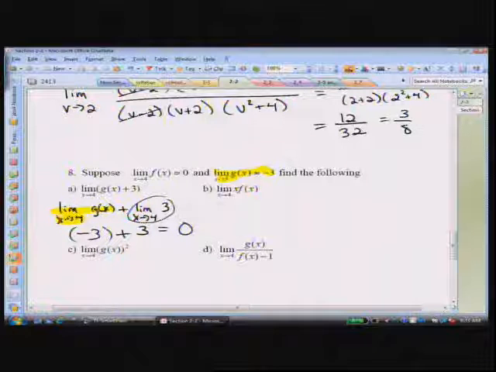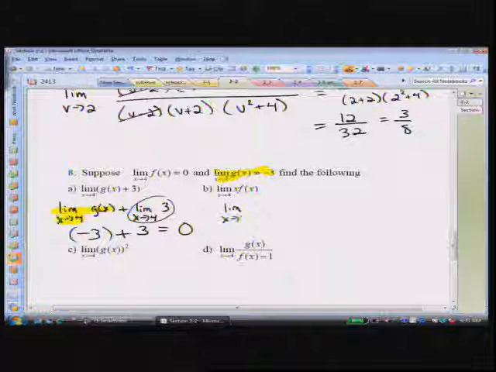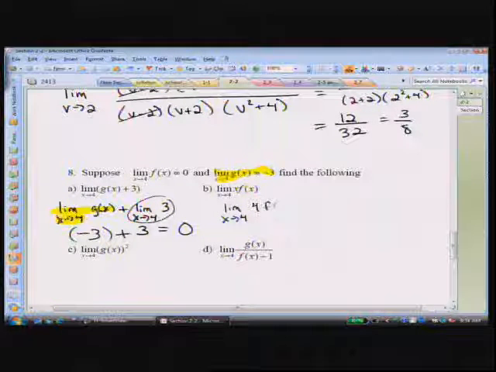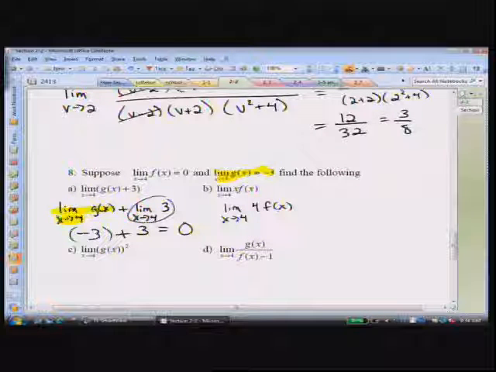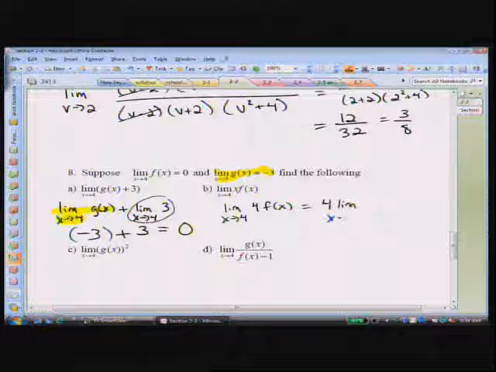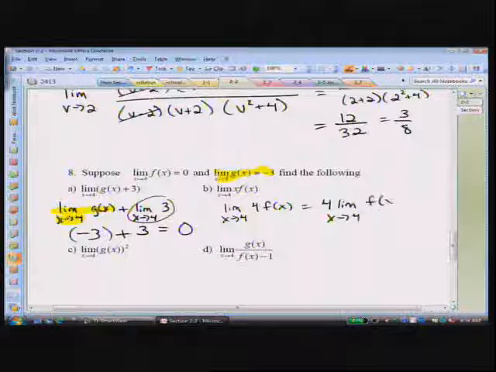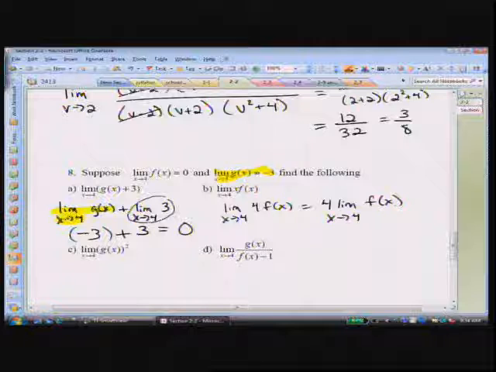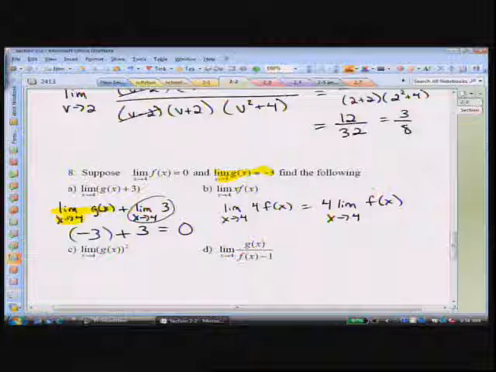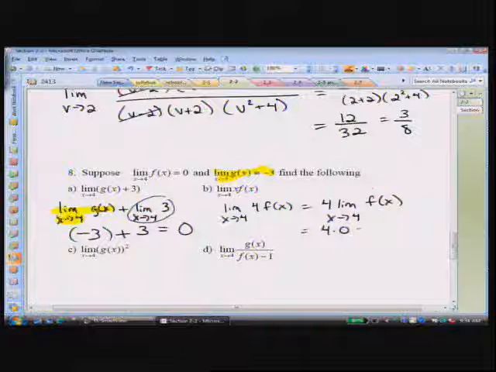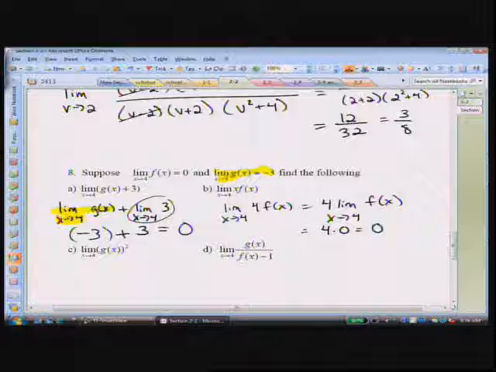Okay, so let's try b now. What you can do here is just plug in. You can think of this as the limit as x approaches 4 of 4 times f of x. And so I put 4 in for x. So this is going to be 4 times the limit as x approaches 4 of f of x. Well, we were told that the limit as x approaches 4 of f of x is 0. So I can replace this entire expression with 0. I get 4 times 0, which is 0. Okay?